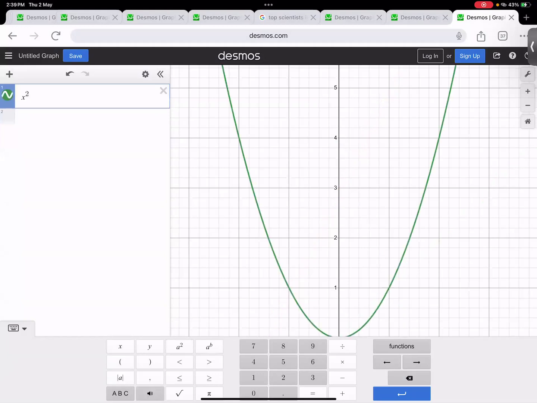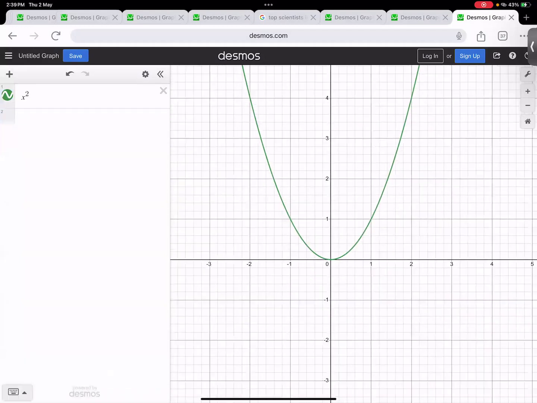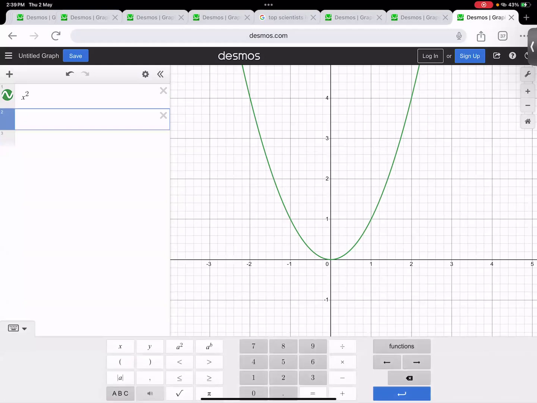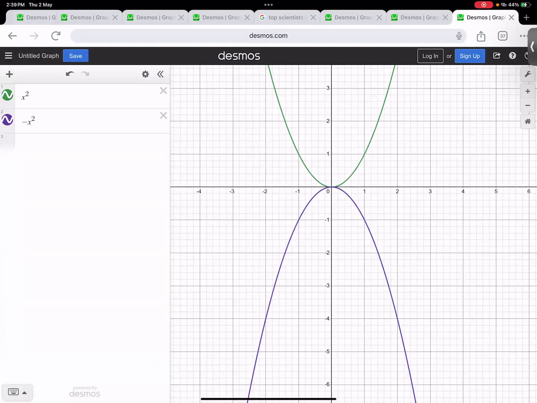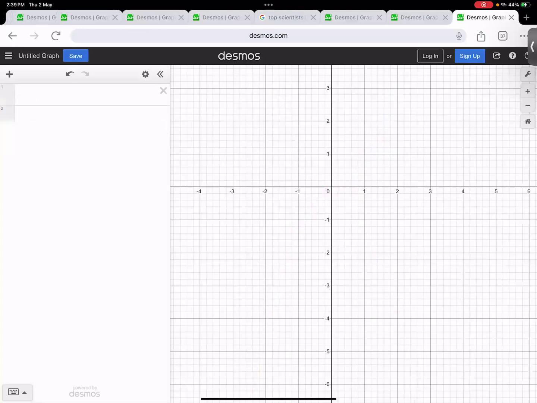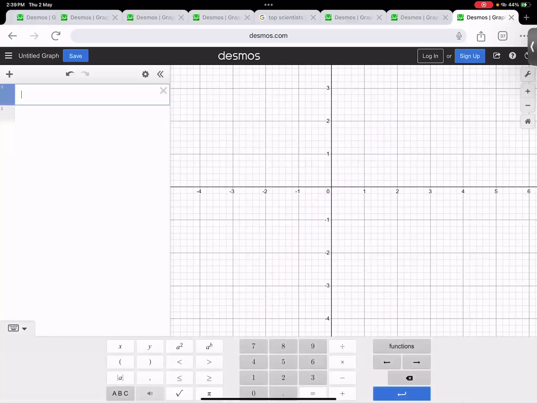So power 2 graphs, we get a parabolic curve, you can see. But if I make it negative x square, it will flip in the x-axis, reflect in the x-axis. So see this negative x square, you see a purple graph, it is a reflection in the x-axis. Okay, if I talk about next curves, for example, x to power 3.